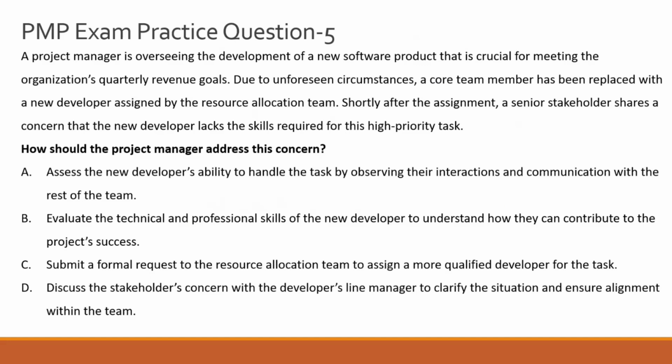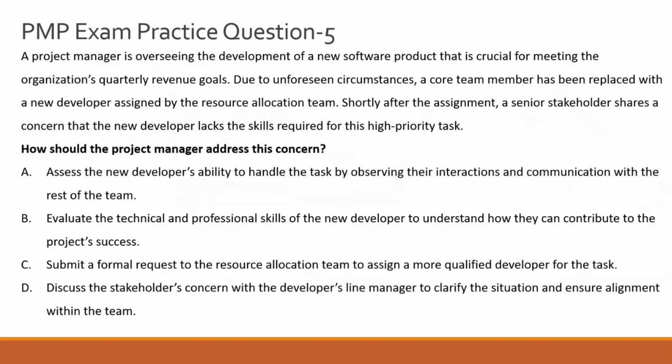So in this scenario, the project manager is leading a high stakes initiative to develop a new software product, which is critical to achieve the organization's quarterly revenue goals. Now, a key team member has been replaced by a new developer, and a senior stakeholder has expressed concerns about whether this new developer has the necessary skills to handle their assigned tasks effectively. So the question asks the project manager to address this concern in a manner that aligns with project management principles, prioritizing evidence-based decision making and stakeholder engagement. Okay, so what do you think the project manager should do to address this concern?